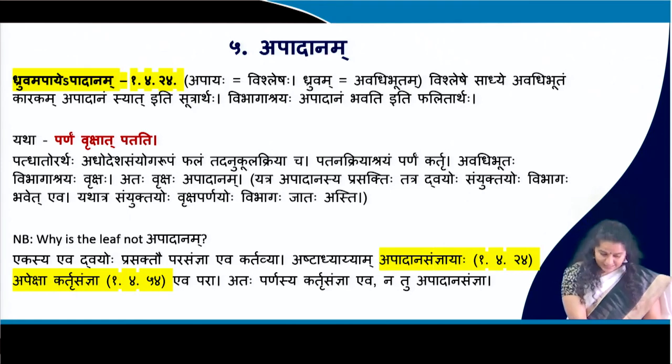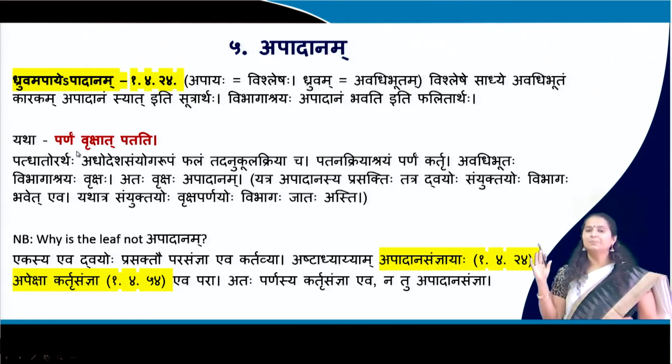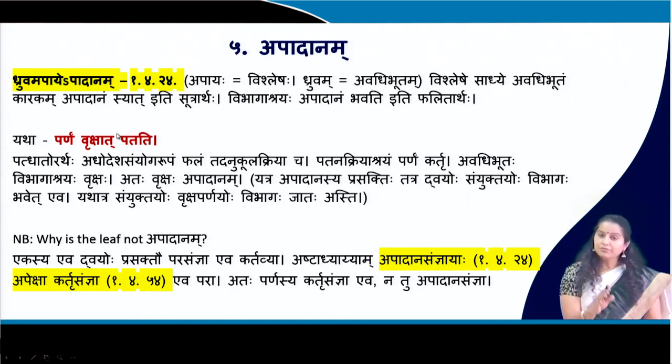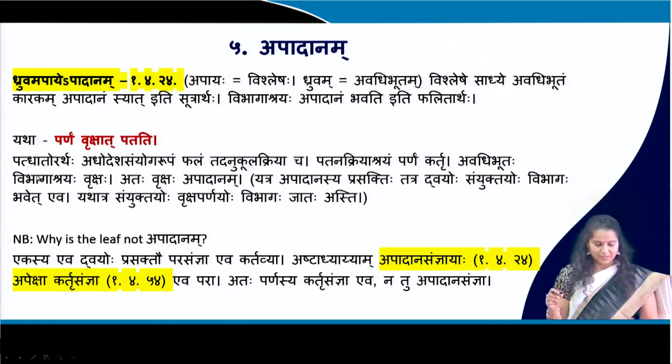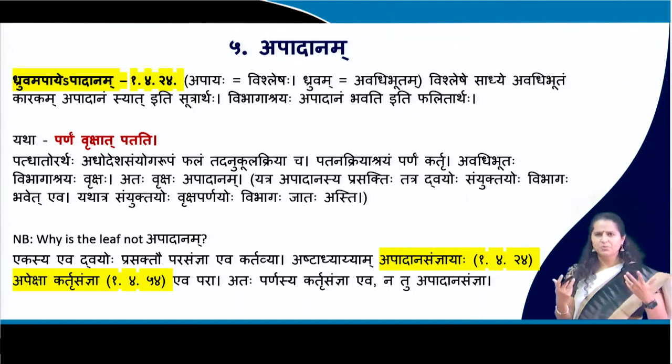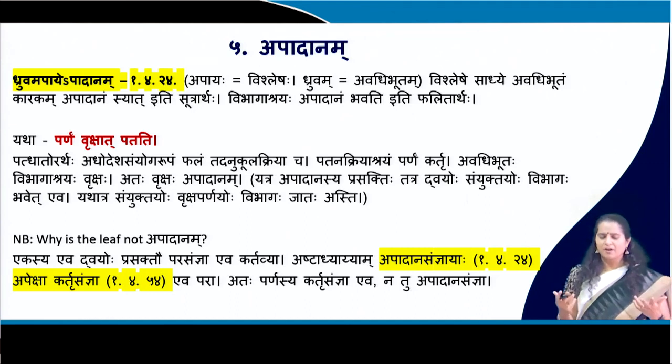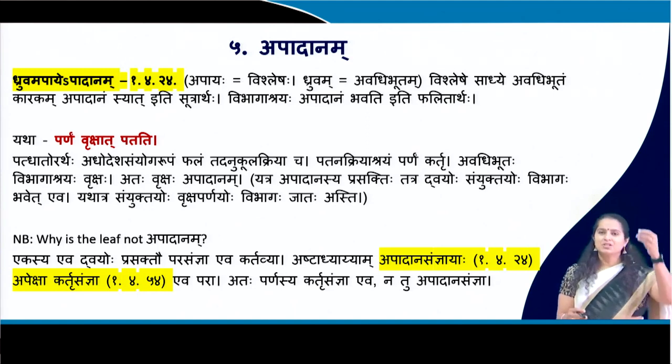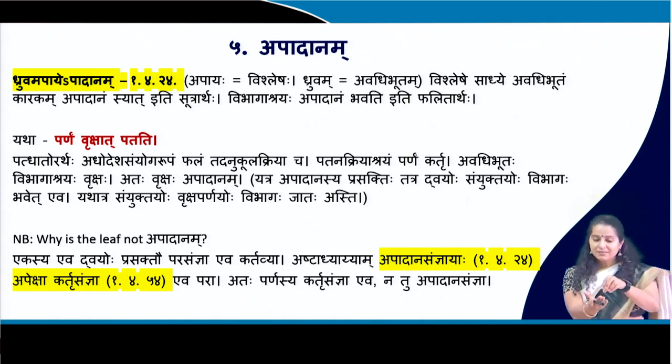Then you have an example, yatha parnam vrikshat patati. So a leaf falls from the tree. Pat dhaturarthaha. Have you ever thought how you would define the verb to fall? So he says adhodesha sanyoga phala rupam phalam. So when something falls, what happens? It comes in contact with the lower substratum, and that contact is the fruit of the action of falling.